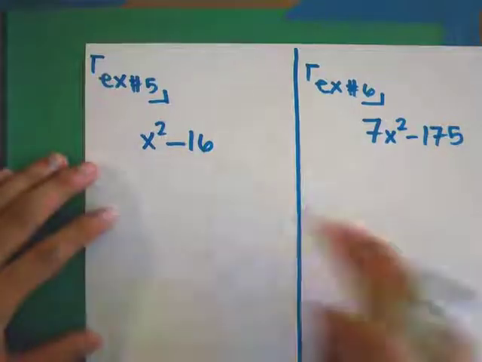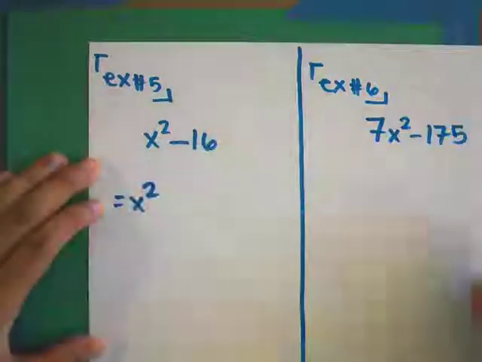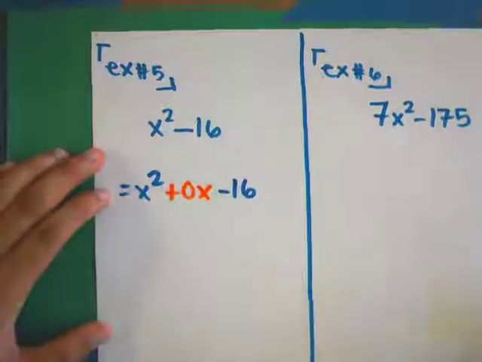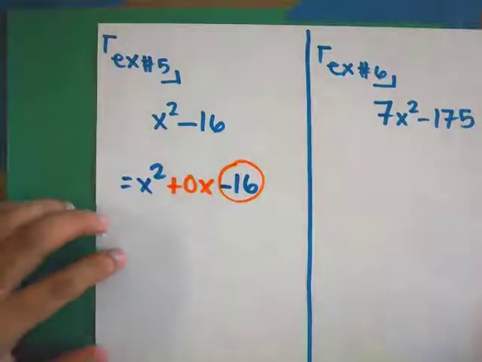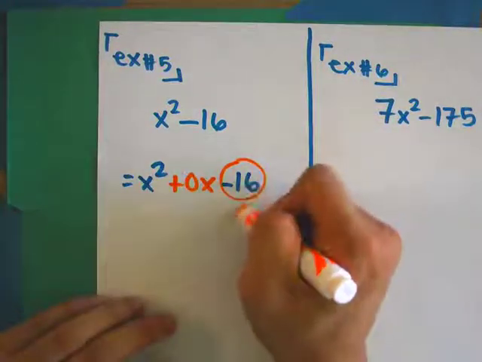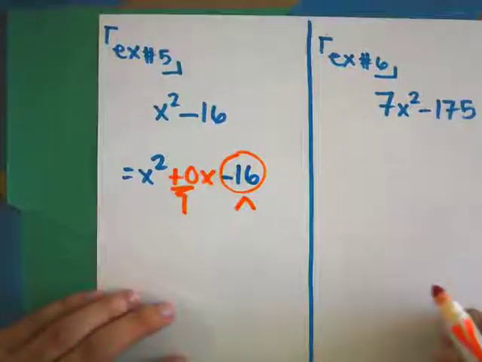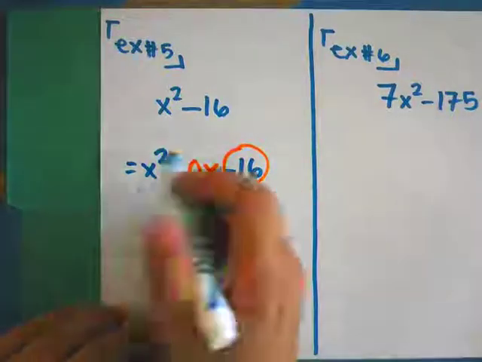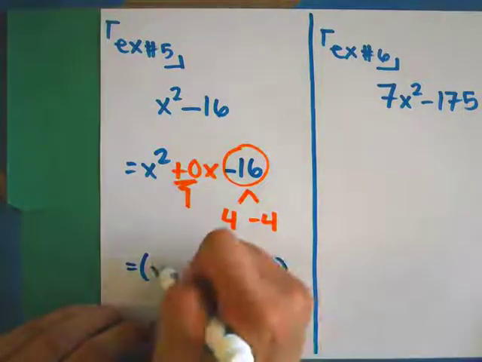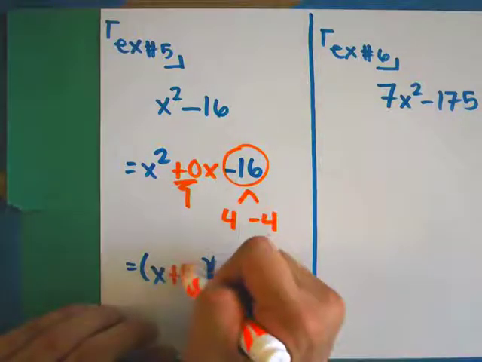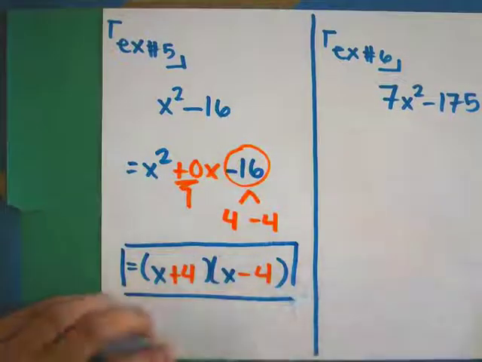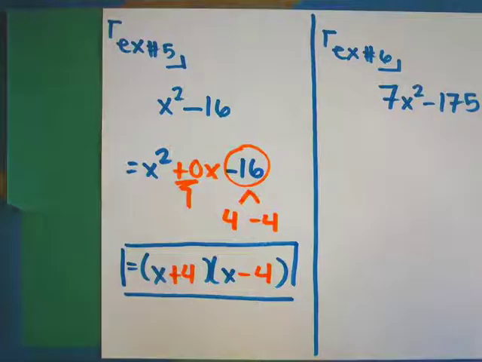I see that I don't have a middle term, so I am going to write plus 0x minus 16. Now I'm going to focus on the negative 16. What 2 numbers multiply to negative 16, but have to add up to 0? The pair that I can think of is 4 and negative 4. And so your final answer is going to be x plus 4 and then x minus 4. So I have done it the first method that I showed you on this kind of pattern. X plus 4, x minus 4.